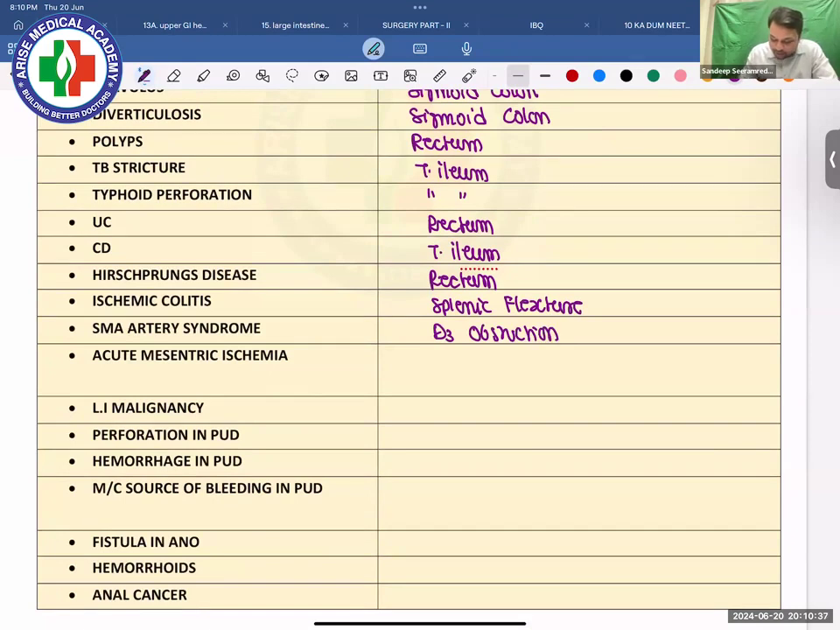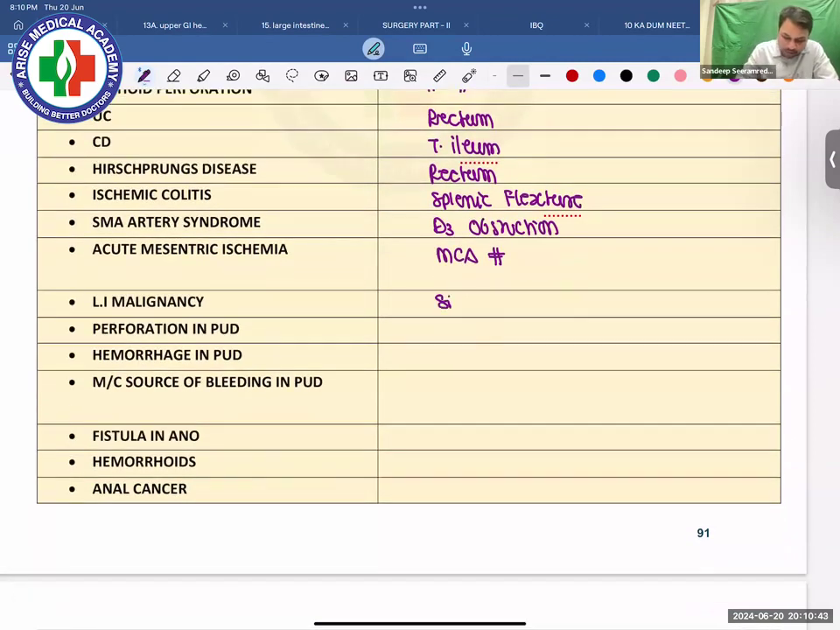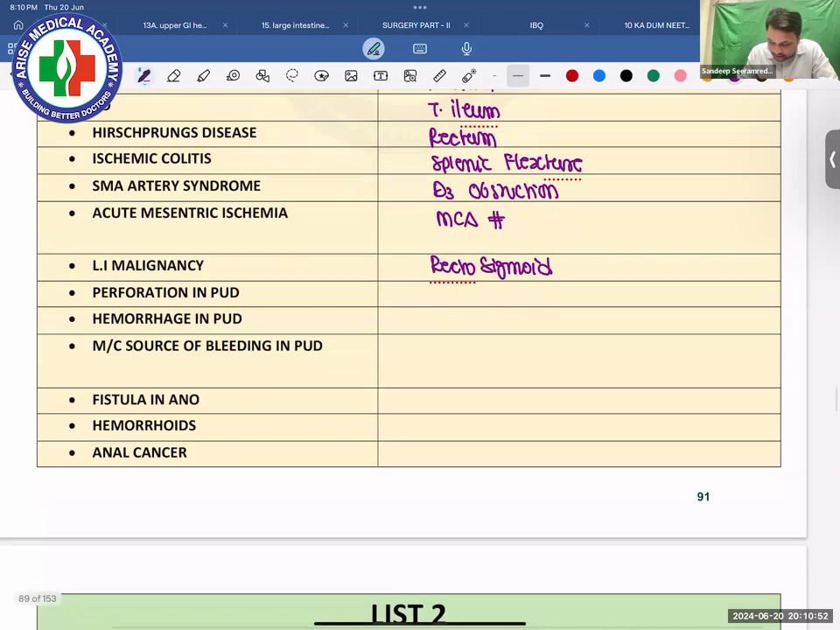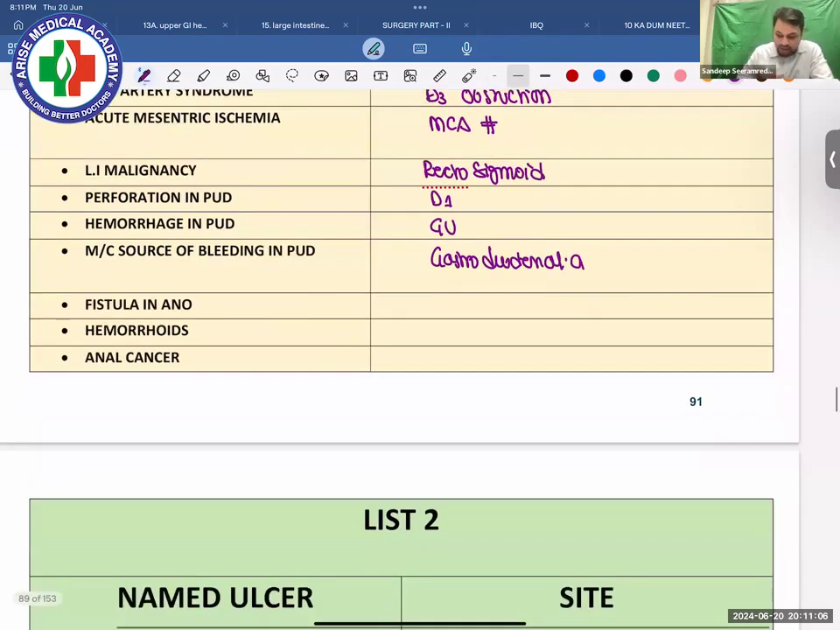Acute mesenteric ischemia, it is the middle colic artery which is the most commonly occluded artery. Large intestinal malignancy is most commonly seen on the rectosigmoid. Perforation in peptic ulcer disease: remember, it is the duodenal ulcer that perforates, and it is the gastric ulcer that is going to bleed. The most common source of bleeding in peptic ulcer disease is your gastroduodenal artery.